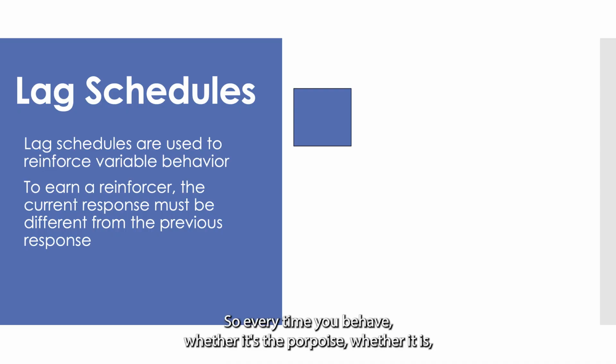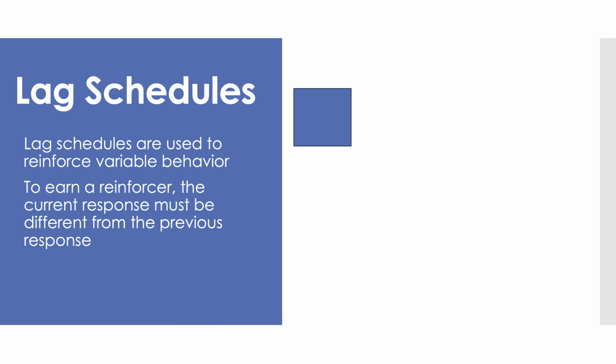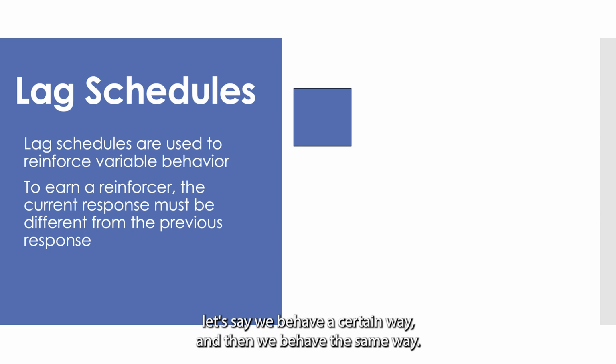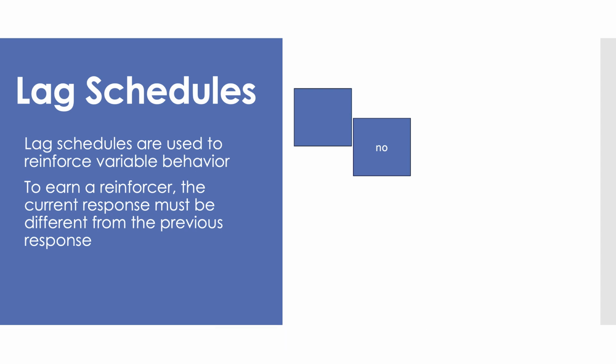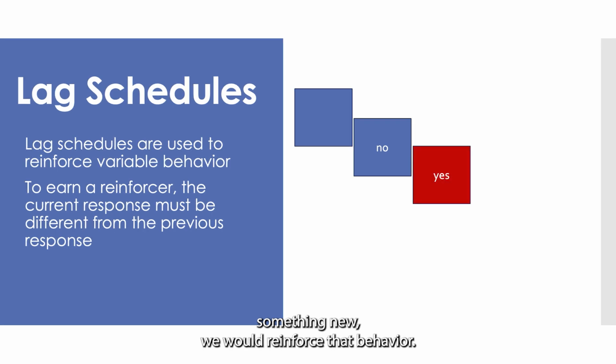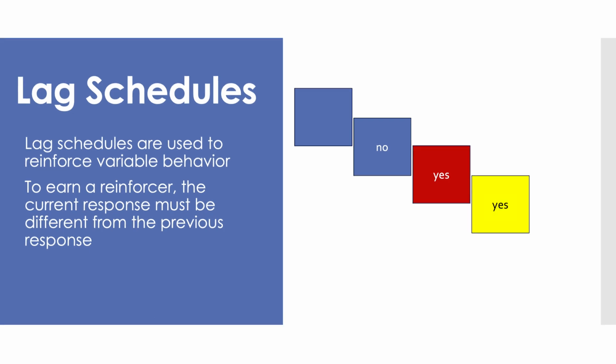So every time you behave, whether it's the porpoise, whether it is somebody answering a question like, tell me the name of a vegetable, every single response that you make, we're going to compare it to your recent responses. And if it's different, we'll reinforce it. If it's the same, we won't. So just as an example, let's say we behave a certain way, and then we behave the same way again. We would not reinforce that if you repeat the same behavior twice in a row. However, if we switch it up and we do something different, something new, we would reinforce that behavior. If you do something new again, we would definitely reinforce that behavior as well.